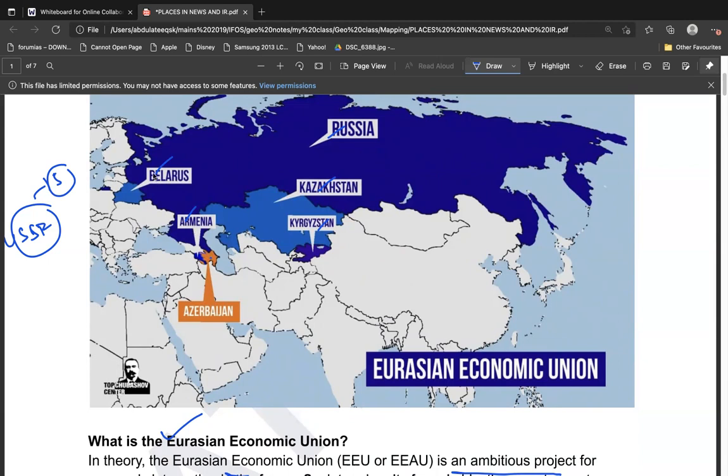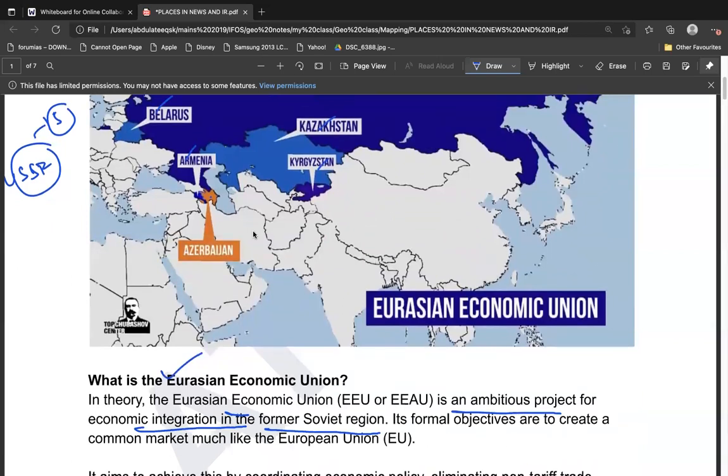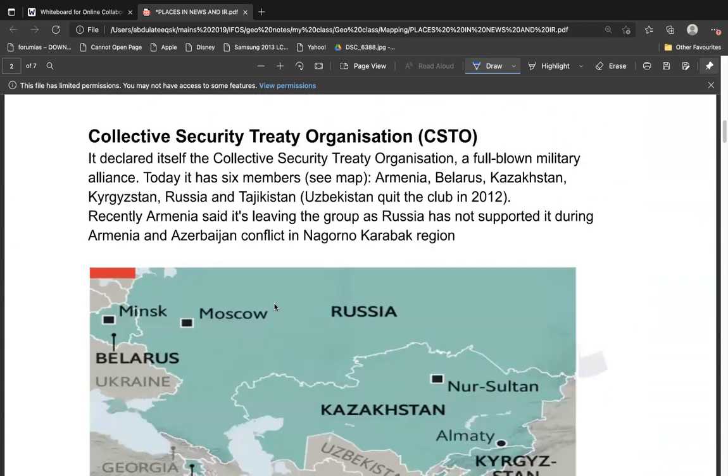Also, please know that we have good relations with all these 5 countries. Only this much you need to know, just a basic idea of what the Eurasian Economic Union is. Please see here, we do not have Azerbaijan. Now, similarly, there is a kind of security organization. Once you know this, you also need to know the Collective Security Treaty Organization.